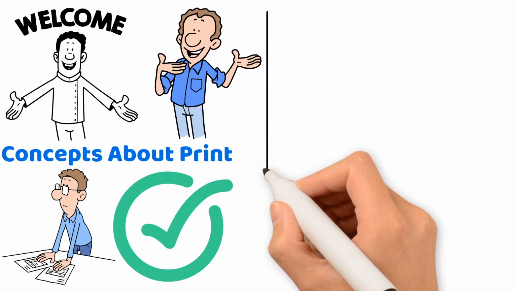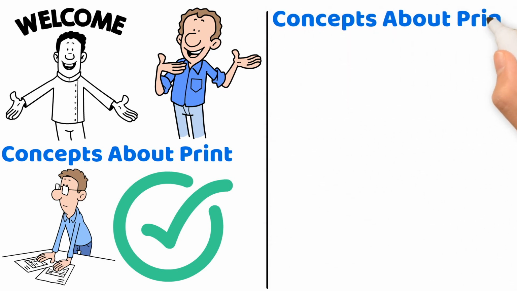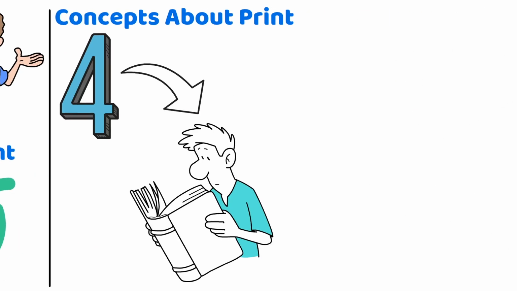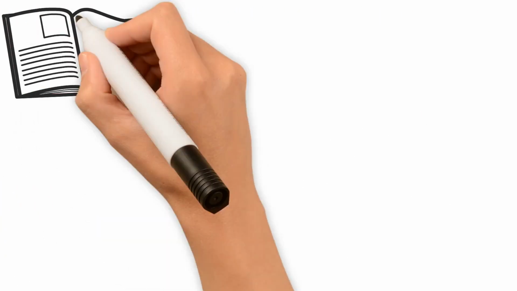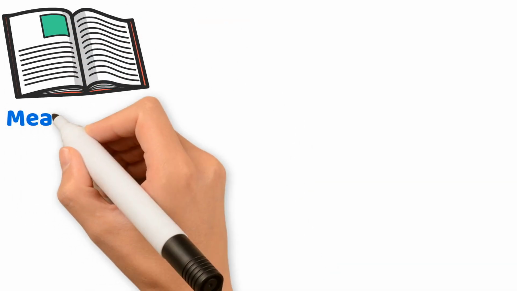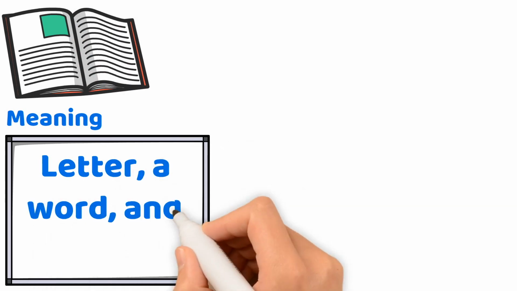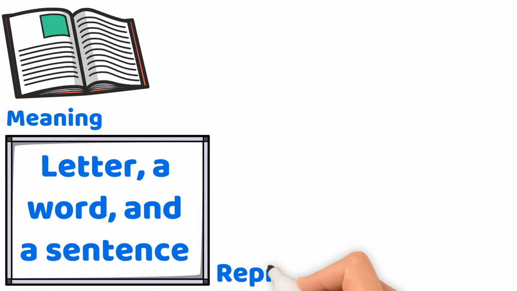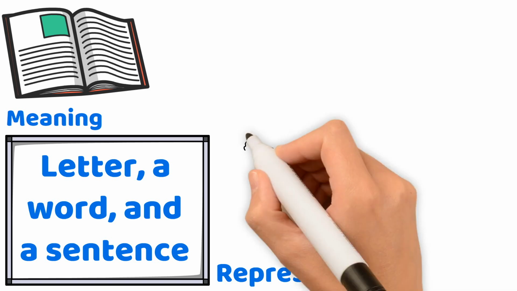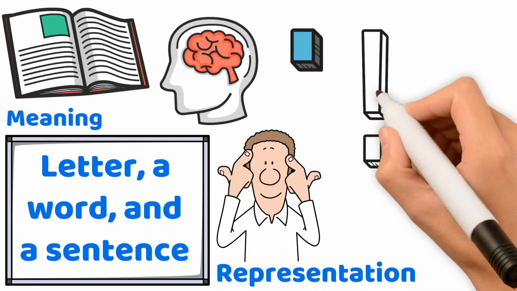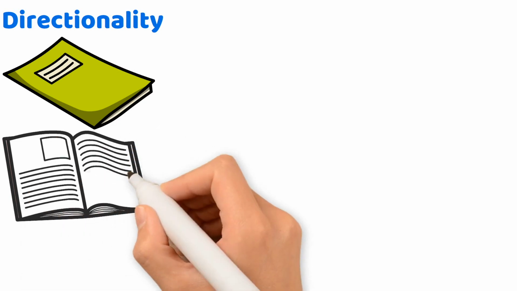Your exam will require you to know that concepts about print has 4 foundational elements that form the backbone of reading education, which include the understanding that, first, the words on a page are not just marks, they convey meaning. Second, there is a difference between a letter, a word, and a sentence. This is called representation, and it includes identifying word boundaries and understanding punctuation marks, like periods, exclamation points, and question marks. Third is directionality, and this is knowing that in English, we read text from left to right and from top to bottom.